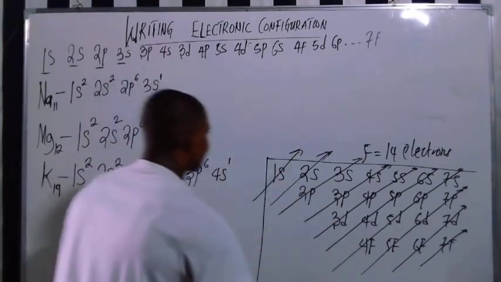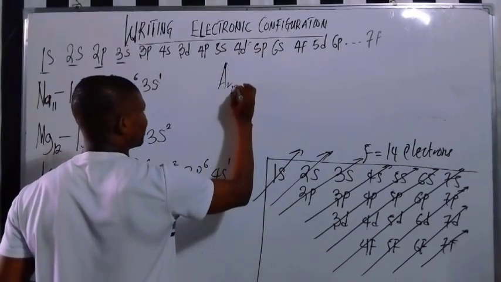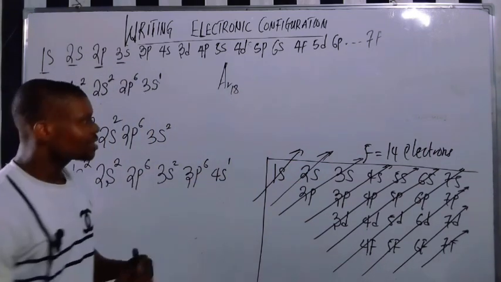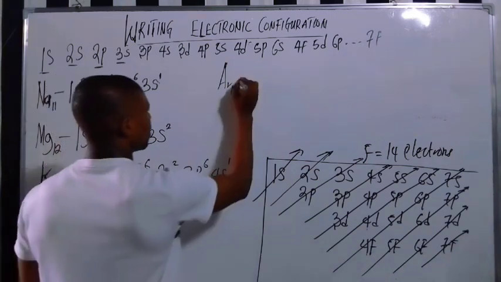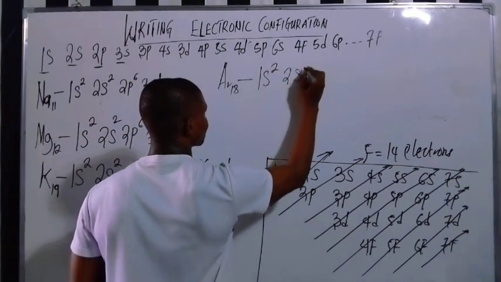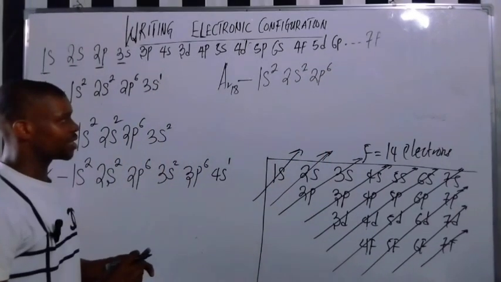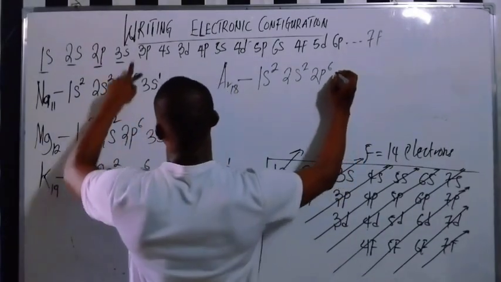Now let's imagine that we have argon, Ar, which is 18. How do you write the electronic configuration of argon? To write the electronic configuration of argon is very easy. 1s2, 2s2, 2p6, right? 2p6. Move on here. Here we have what?